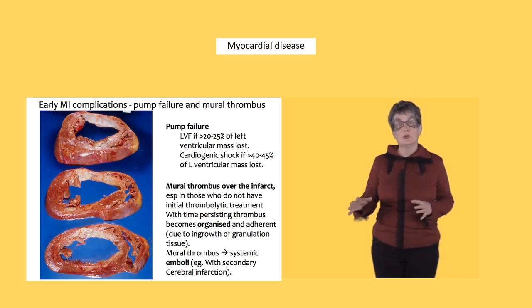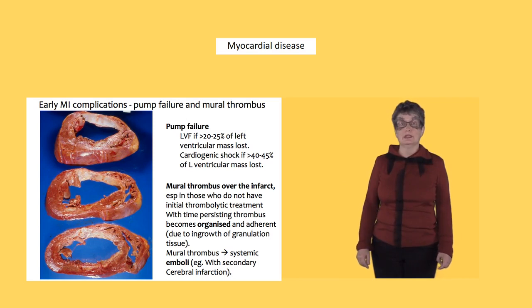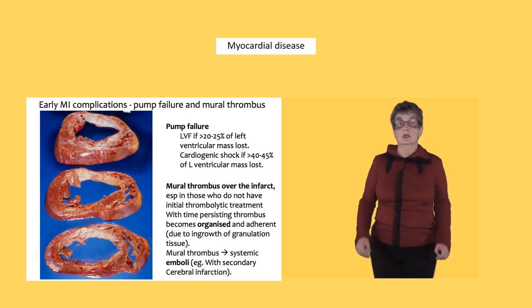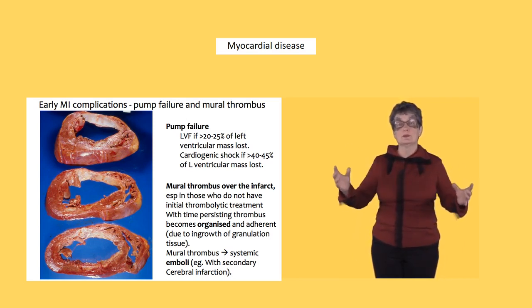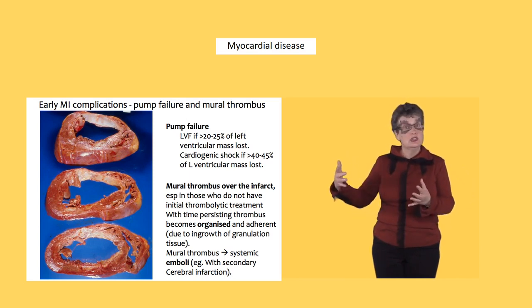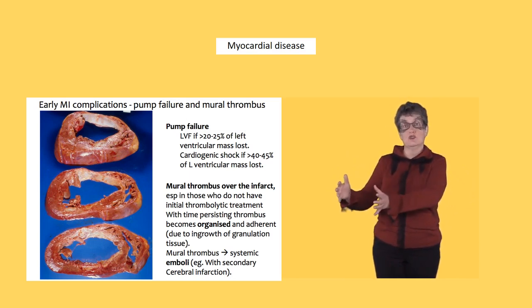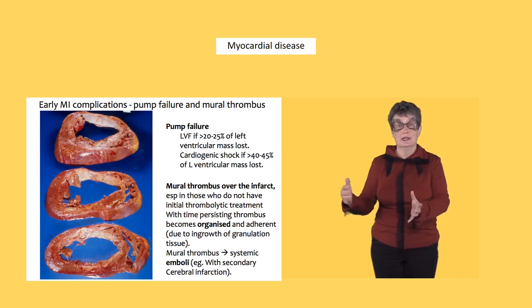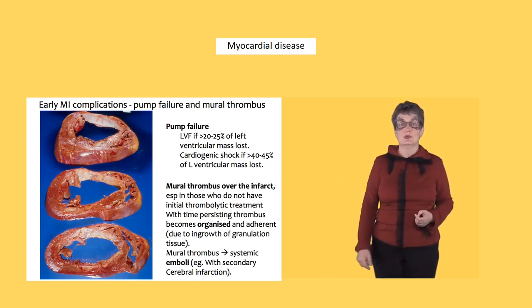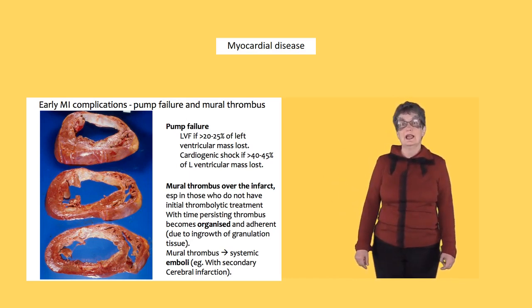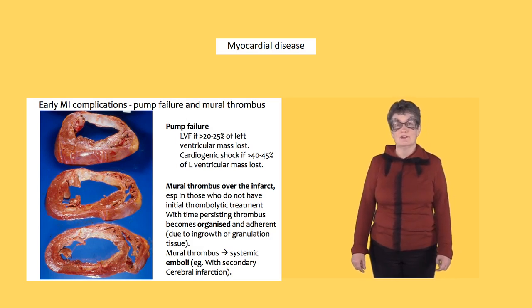The mural thrombus over the infarct can develop at approximately 8 to 10 days, especially in those who don't have initial thrombolytic treatment. With time, the thrombus becomes organised and adherent due to ingrowth of granulation tissue from the wall, which is organising granulation tissue at this point. Emboli can lead to cerebral infarction.